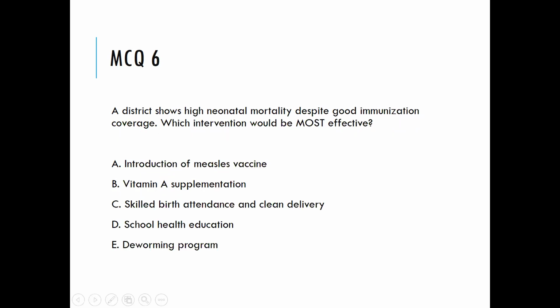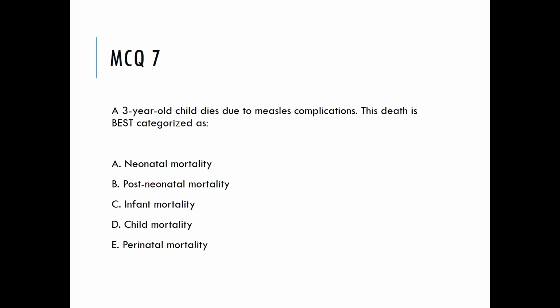Question number 6. Our district shows high neonatal mortality despite good immunization coverage. Which intervention would be most effective? Option A, introduction of measles vaccine. Option B, vitamin A supplementation. Option C, skilled birth attendance and clean delivery. Option D, school health education. And option E, deworming program. C. Yes, C is the right answer as we are focusing on the neonatal mortality.